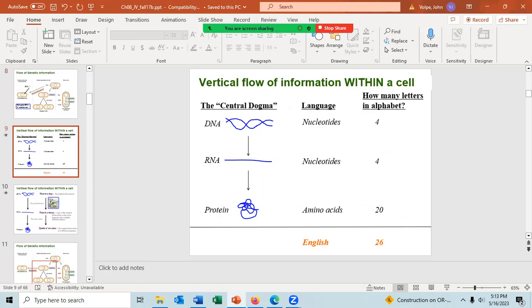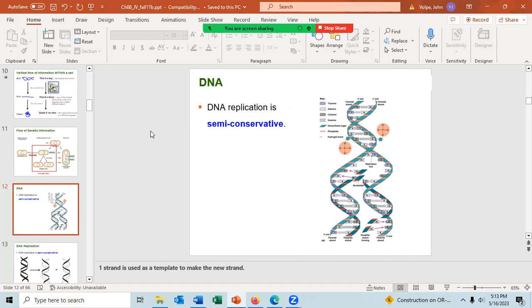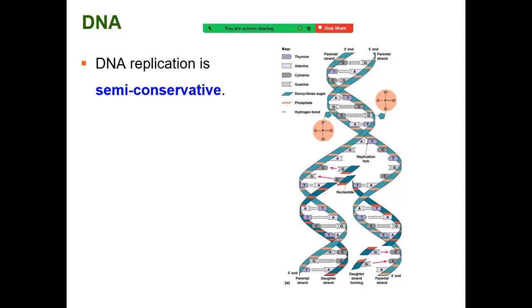We talked about the flow of information within a cell. Let's talk about the flow of information between generations of cells. And this is called the vertical flow because DNA moved from the top cell to the bottom two cells or the generations of cells. That happens when the DNA replicates. Let me blow this slide up so you can see it better.